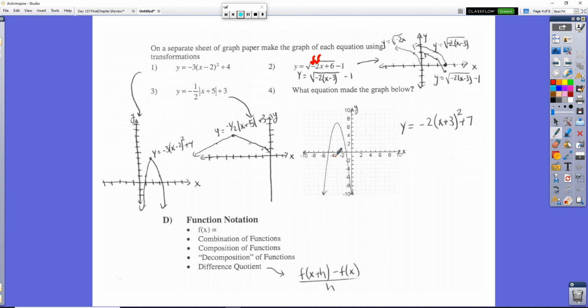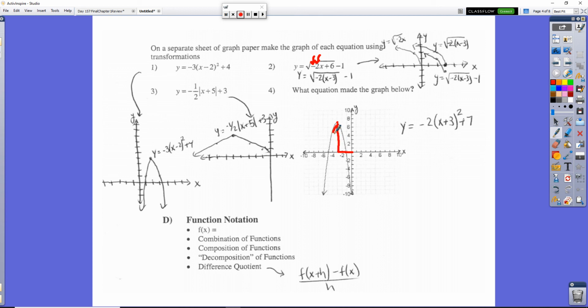And the last one in this group, they actually gave us a picture. And they said, well, what equation made this picture? So first of all, I want to identify the shape. It's a parabola. Then you're going to notice that this parabola is upside down. You're going to notice that the vertex for this parabola is at negative 3, 7. So it's been moved left 3, and it's been moved up 7.